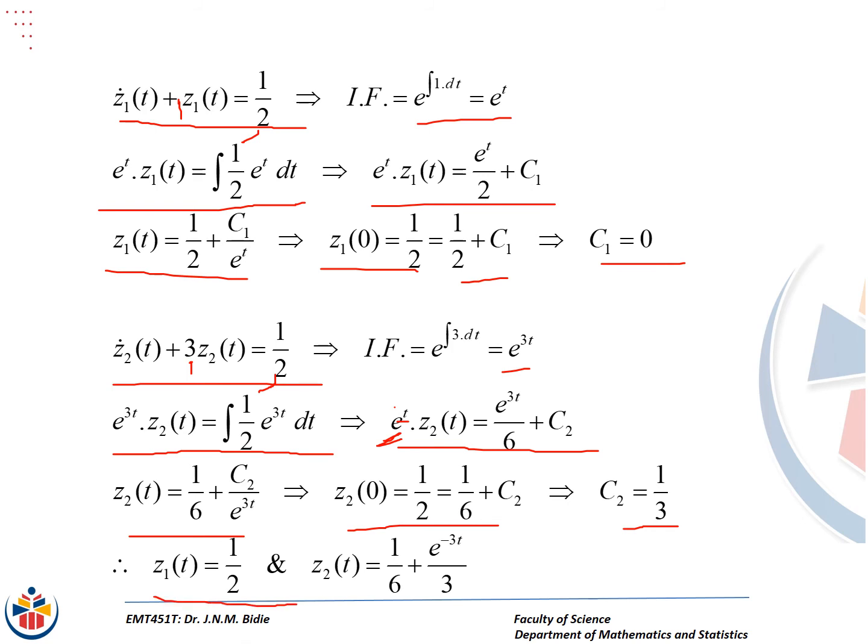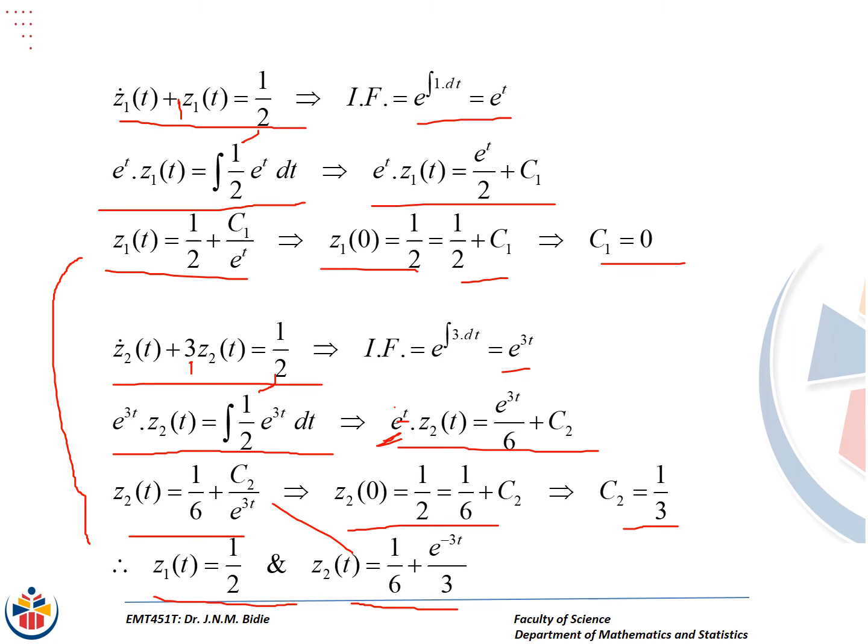Our Z1, we go back to the formula. Our Z1 was equal to half plus c1 over e to the power t. And our c1 is 0, so that means it's just half. And then for Z2, we substitute c2 to be 1 over 3. And that gives us our formula for Z2.